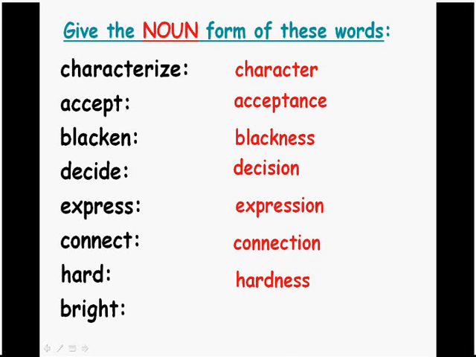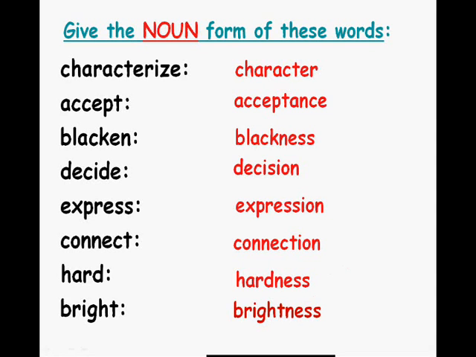Bright. Yeah, what do you think now? Yes, brightness. Very good, because again, bright is used as an adjective. Bright sun. So, if it is an adjective, then at the end I'm going to put the suffix ness to change it into a noun. So I have bright, it will be brightness.